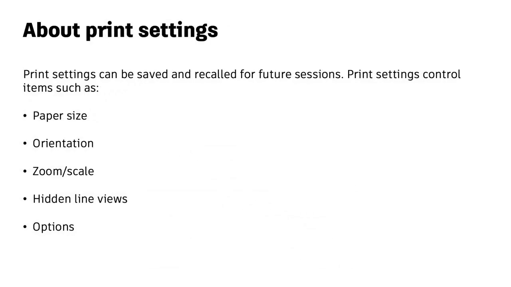Print settings can be saved and recalled for future sessions. Print settings control items such as paper size, for example, whether you want to use C, D or E sheet sizes. The orientation of the print could be portrait or landscape. You may want to fit the page to 100% or half size scale, so you can use the zoom or scale options there. Hidden line views control whether vector or raster processing is utilized when printing. Vector processing improves performance, but sometimes we have to use raster processing if we've used things like graphics or rendered or shaded views. The options control whether things like crop boundaries, scope boxes or reference planes print.